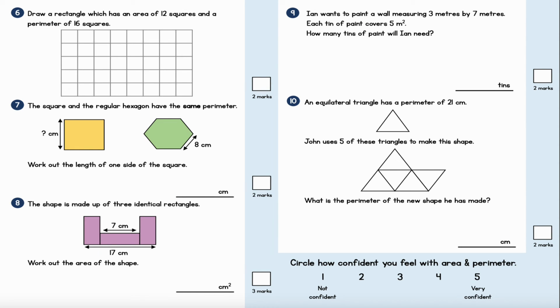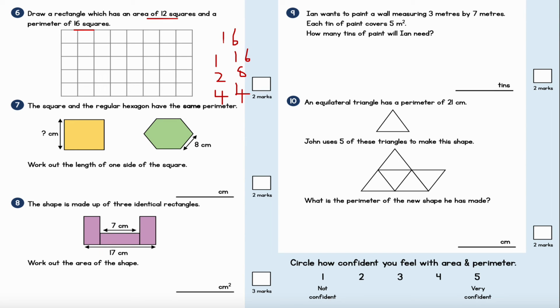This is question number 6, guys. Draw a rectangle which has an area of 12 squares and a perimeter of 16. To make it easier, let's work out the factors of 16. So 16 is 1 and 16. 2 and 8. 4 and 4. Obviously, it can't be 4 and 4 actually because it has to be a rectangle. But it's going to have an area of 12. So it's probably not an even rectangle then.